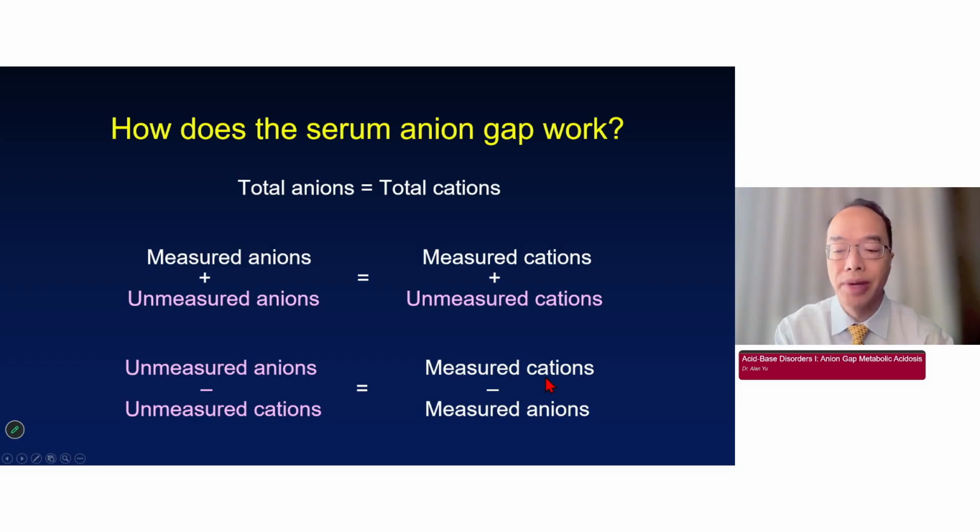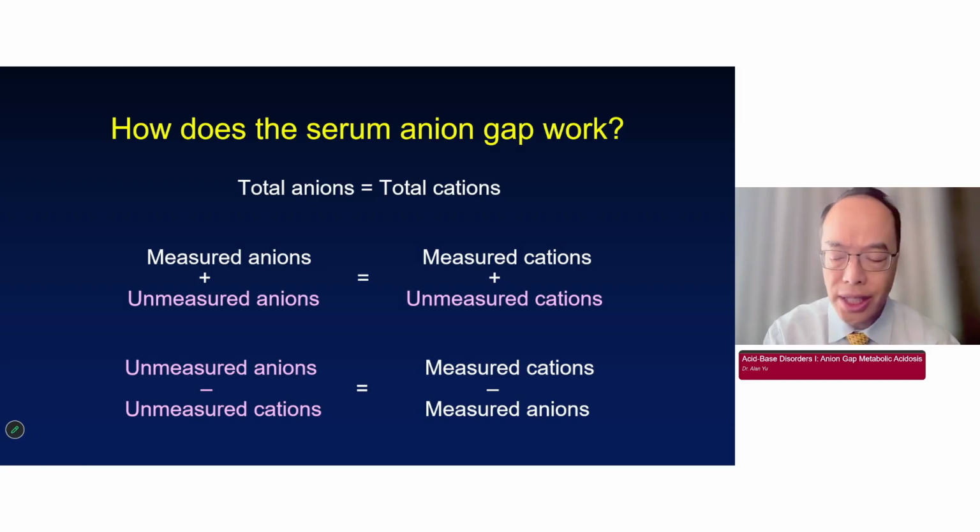The predominant measured cation in our blood is sodium. Just for your interest, in Europe, anion gap is often calculated with potassium as well. It's the same thing, but obviously the normal range will be a little bit different. And the measured anions are bicarbonate and chloride. And if you subtract one from the other, you will get all of the other anions in the blood that you haven't measured or accounted for, I guess would be a better way of saying it, minus all of the unmeasured cations. And that's why it's called the anion gap.